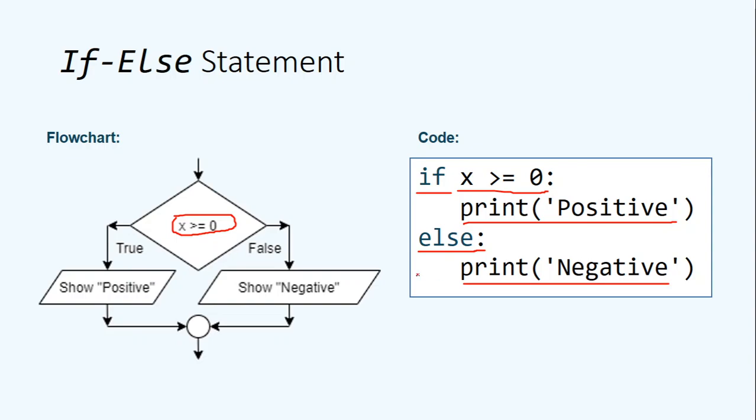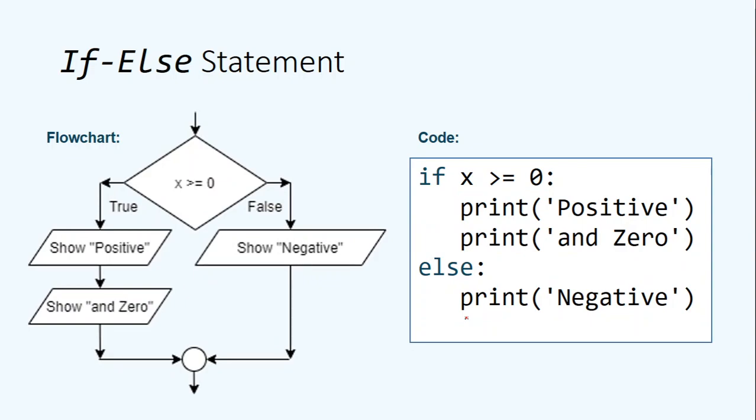Take note again that there's an indentation. The indentation will indent the statement that you want to execute towards the right. So in this case, print negative will only be executed if the condition is false. Therefore, the indentation is also equally important in the if-else statement. Let's look at another example.